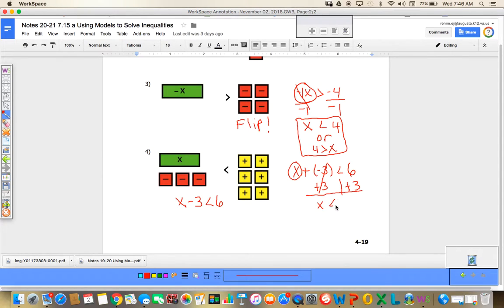X is less than, what's 6 plus 3? 9. Or you can read it backwards and say 9 is greater than x. Okay, box it in.